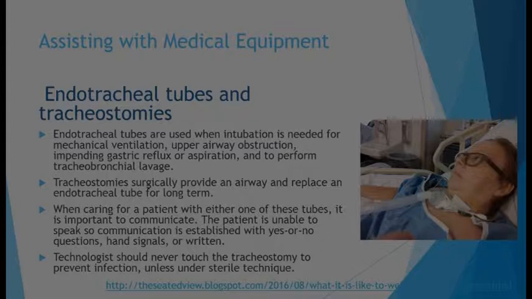When caring for a patient with either one of these tubes, it is important to communicate. The patient is unable to speak, so communication is established with yes or no questions, hand signals, or writing. Technologists should never touch the tracheostomy, to prevent infection, unless under sterile technique.